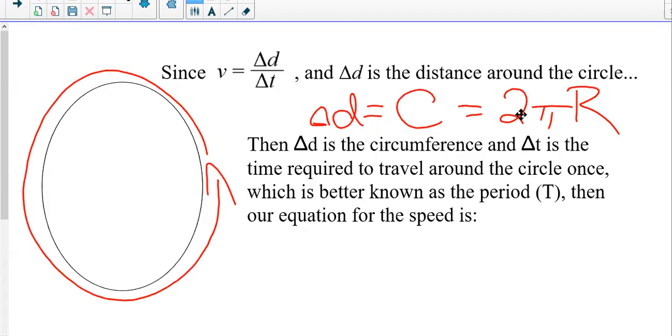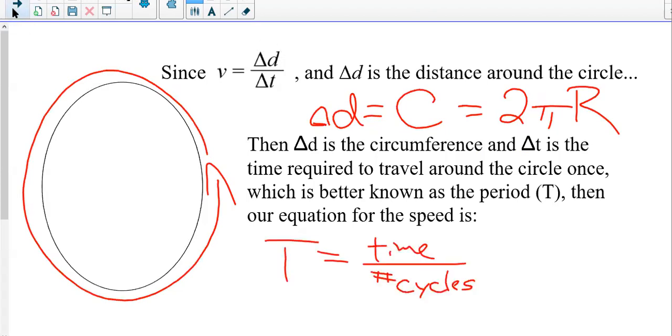So if you substitute in the circumference for your change in distance, and remember that the time to make one complete cycle from Physical Science 20 should be known as your period, then you can create an equation for your centripetal speed to be 2 pi times the radius, all divided by your period to make one complete revolution. So it's very important that you remember that the time in your centripetal speed calculation is the period, not just any random time. It's the time to go around the circle once.